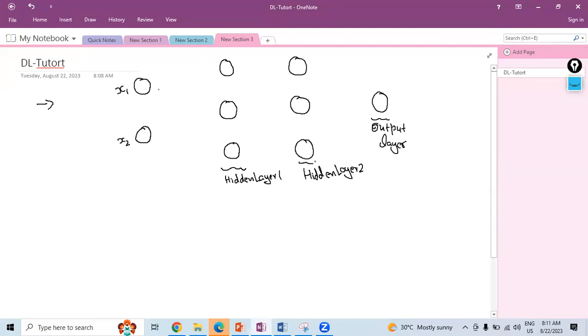So first of all, can you please tell me how many trainable parameters we will have in this architecture? How many trainable parameters we will have in this architecture? Please quickly calculate the trainable parameters we have in this architecture.